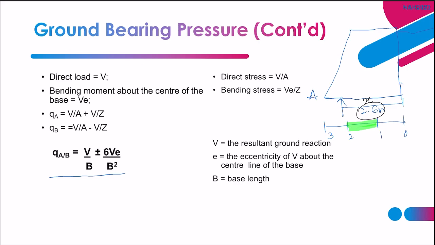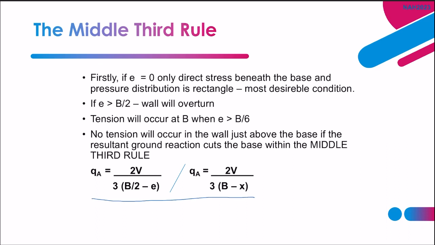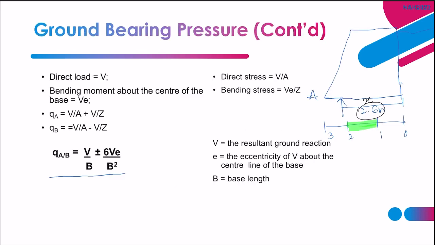Therefore, when it is not in the middle third, you have to use this formula. Okay, outside middle third, to calculate for the ground bearing pressure. However, if you get the value of X, perhaps it is inside the middle third here, for example, 1.9 meter. Okay, meaning that it is in the green area, in the middle third. Therefore, you are going to use this formula.